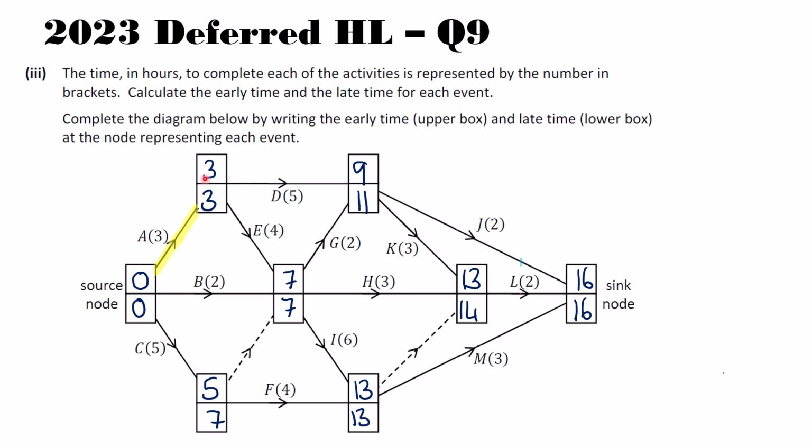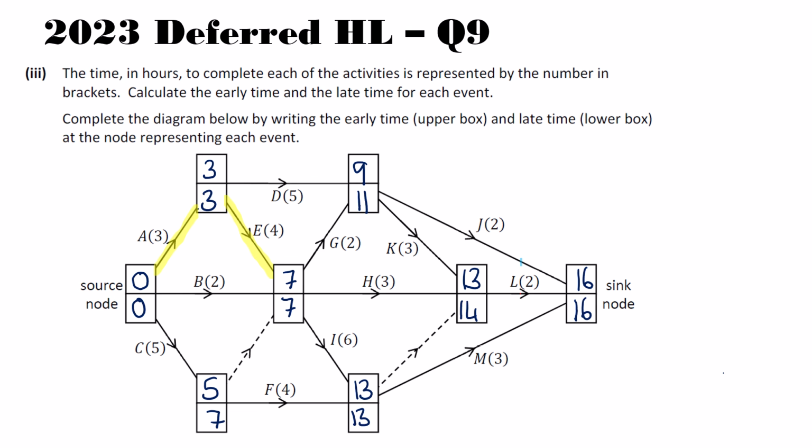What about E? So it starts at 3, goes on for 4, ends at 7. Yes, E is critical. So don't just look at the early and late times and assume if they're the same that it's going to be critical. It can only be critical if they are there, but it doesn't guarantee it to be critical.